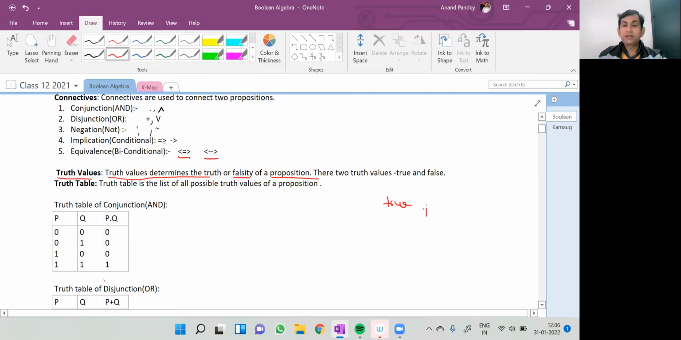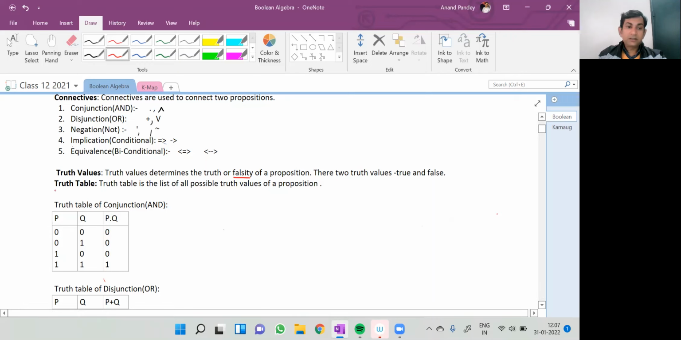Consider a proposition: it is raining. If it is raining outside, then the truth of this statement is true. And if it is not raining outside, then the truth of this statement will be false. So what are true and false determining? They are determining the truth or falsity of a proposition. So here we have only two truth values, true and false.